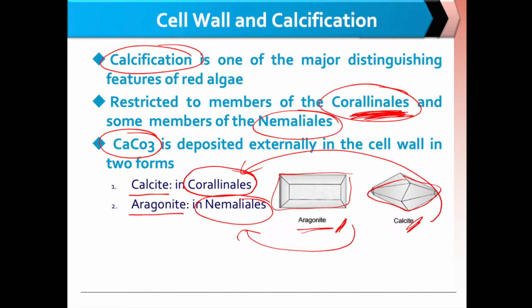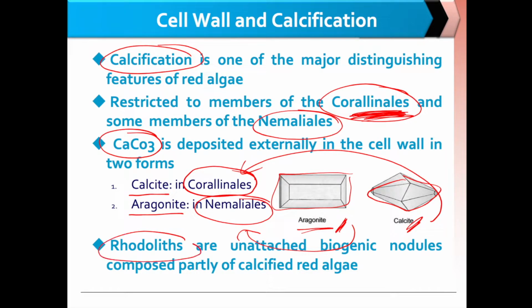But again, these are not the only organisms that can produce these calcium carbonate crystals, okay? So they also have what we call rhodoliths, or red rocks, because they are found on your red algae. Your rhodoliths are unattached biogenic nodules composed of partly calcified red algae. So rhodoliths are like red algae rocks, so to speak. Nodules made up of this calcified red algae.